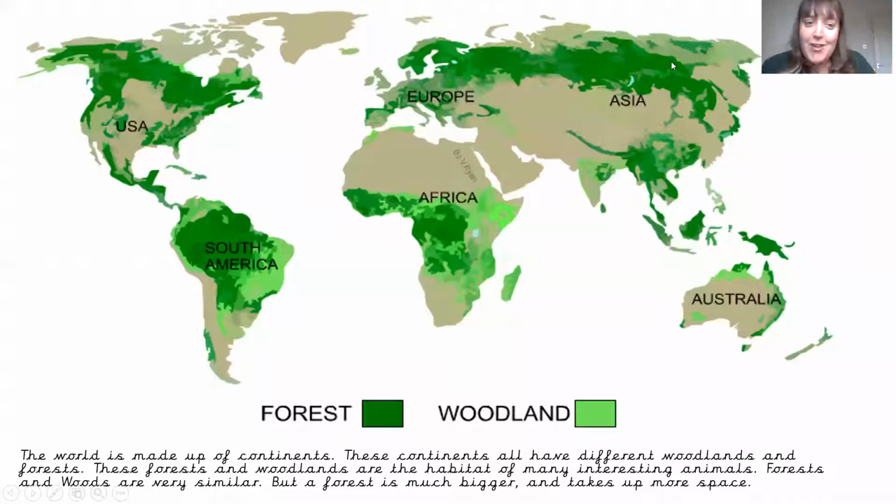So this map shows that the world is made up of continents. Can you say continents? That's right, continents. And continents are a large piece of land where there's lots of woods and forests.